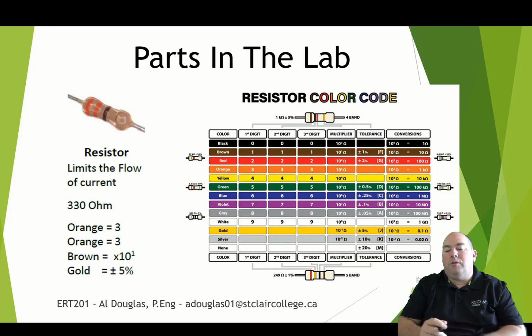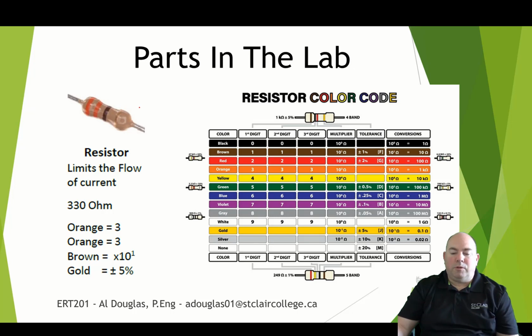So first one here, resistor. Resistor is basically a current limiting device. It limits the flow of current. Resistors are all measured in ohms, which is a unit of resistance. And each of these has a different value for its resistance. So the way that we can identify that, you'll see these little bands on here.